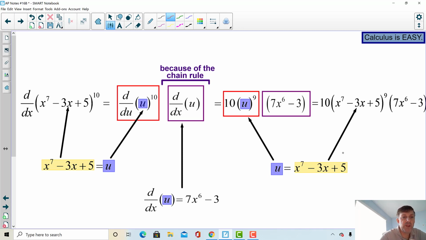Okay, here's an example of the chain rule. We're going to pretend that this is all just an x. So it's kind of like x to the 10. Here we're writing u to the 10. Derivative of u to the 10 is 10u to the 9.